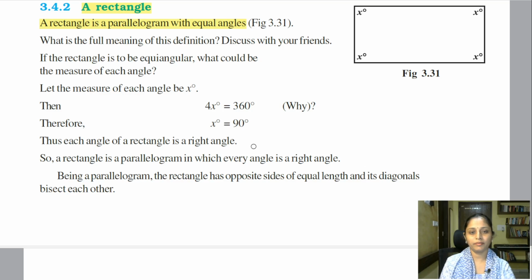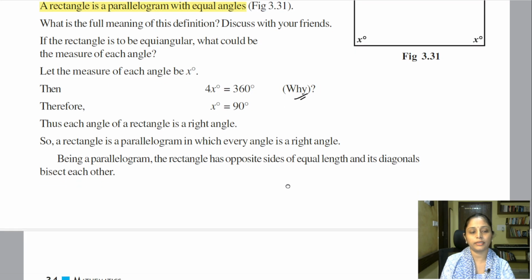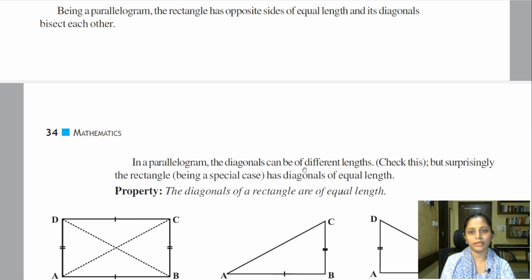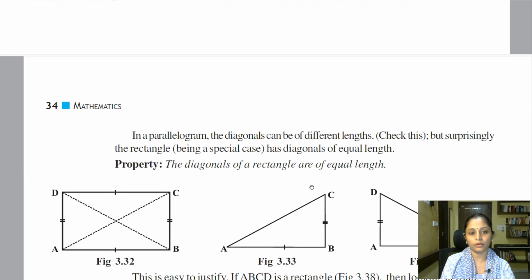So here they have given the proof of it by saying that if all angles are equal, then the sum of the angles 4x is 360 degrees. Why? Because we know that the sum of the angles in a quadrilateral is 360 degrees. Okay, and then each angle happens to be 90 degrees. Now here, being a parallelogram, it has all the properties of a parallelogram.